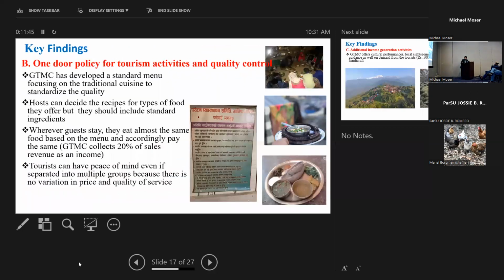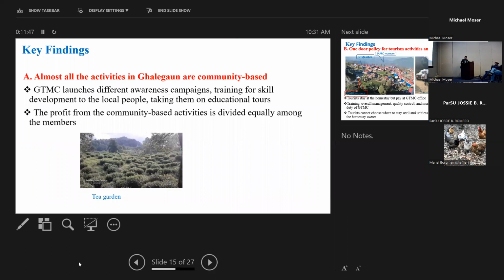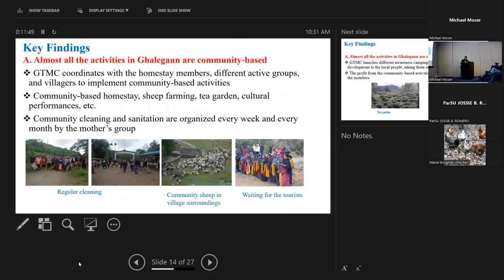They provide sightseeing as well. Similarly, they welcome tourists in groups. All the activities are community based in the village. They have a tea garden as well. They also provide cultural performances to the tourists.